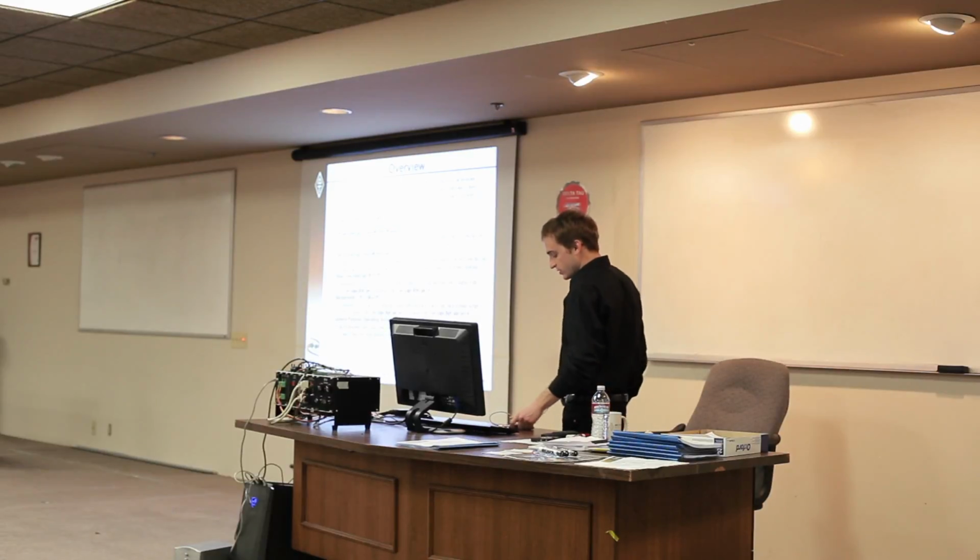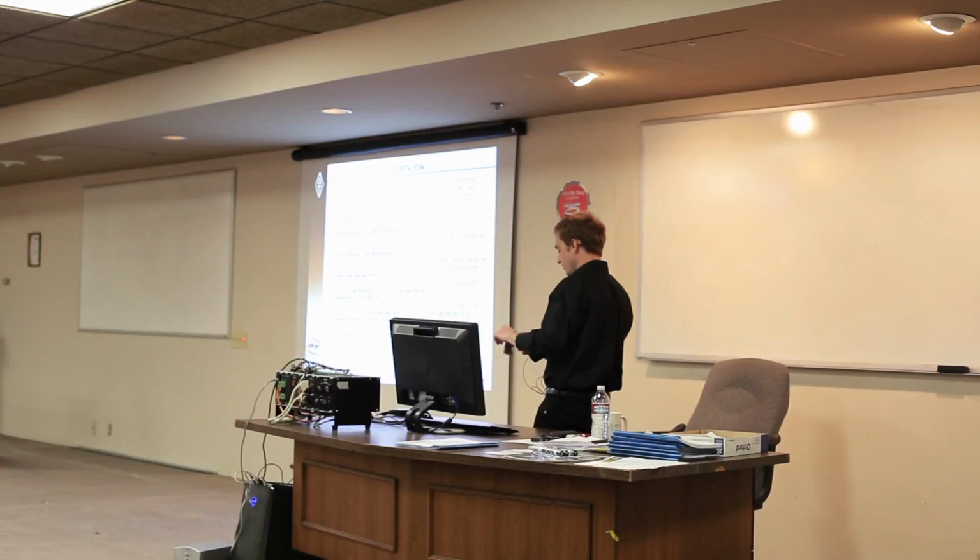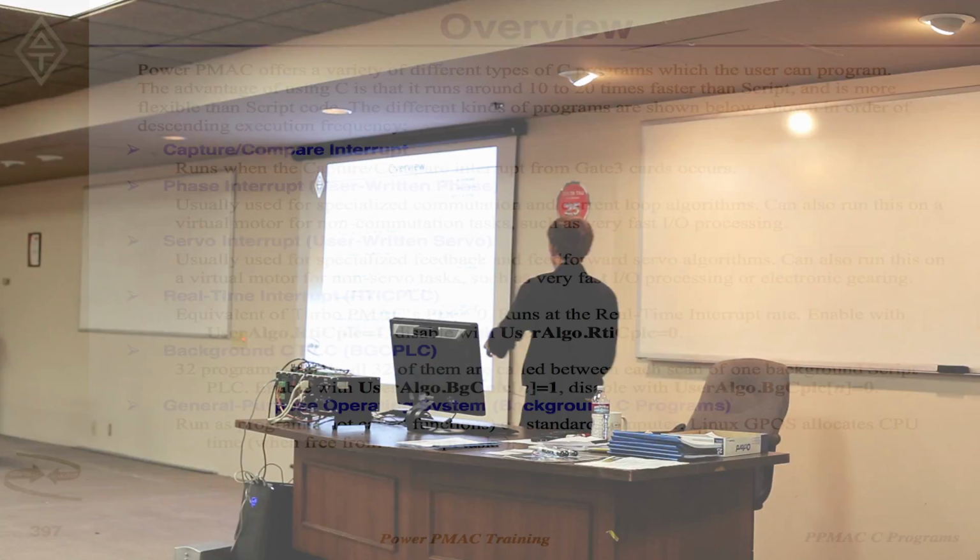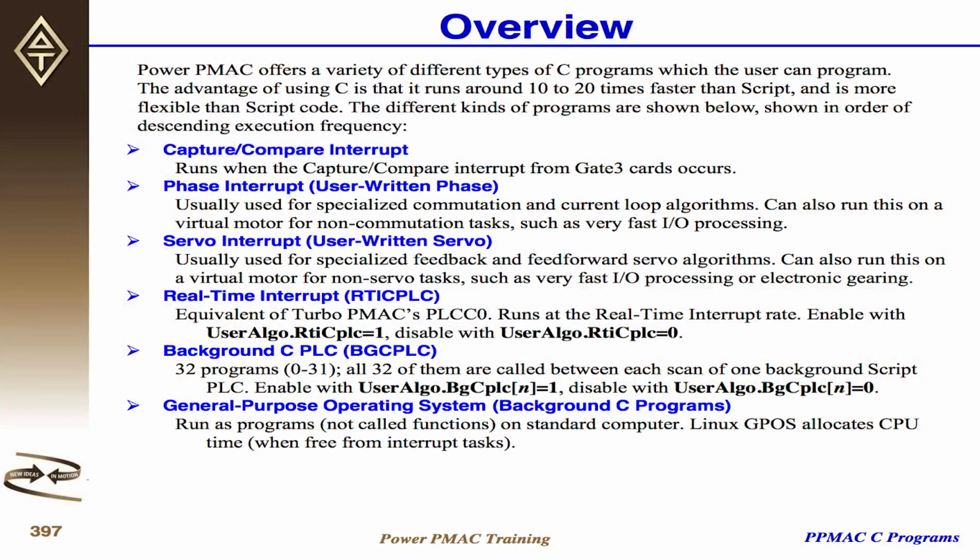So we have a lot of different C programs available in Power PMAC, and they're listed up here in order of descending execution frequency. So the highest priority C program is the capture compare interrupt. So this runs when you have a capture or compare event in Power PMAC. A capture or compare event occurs when you are looking for a trigger or when you set up position compare like Alex just taught you guys.